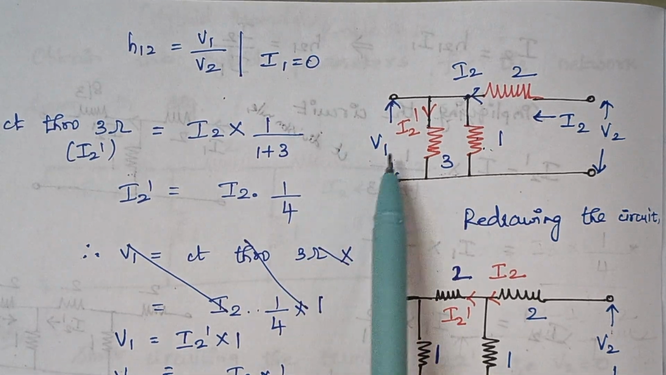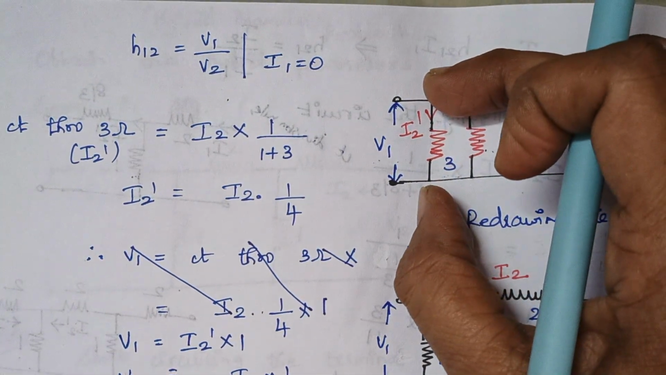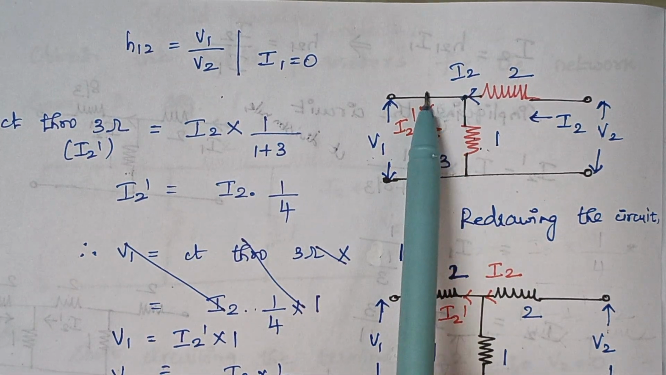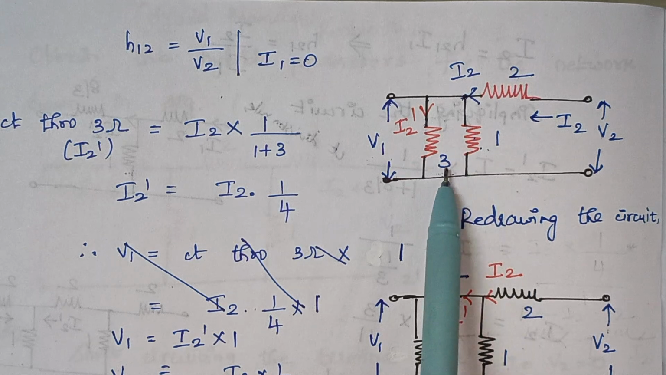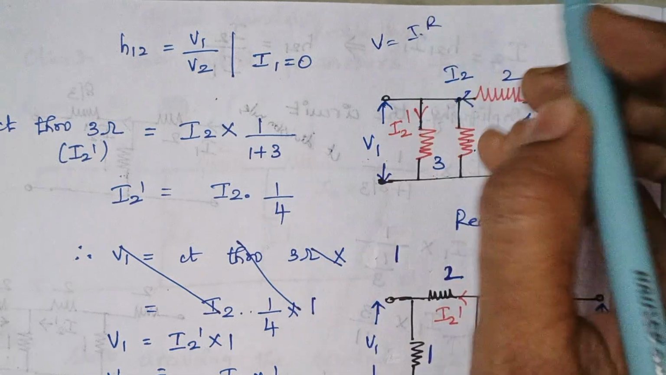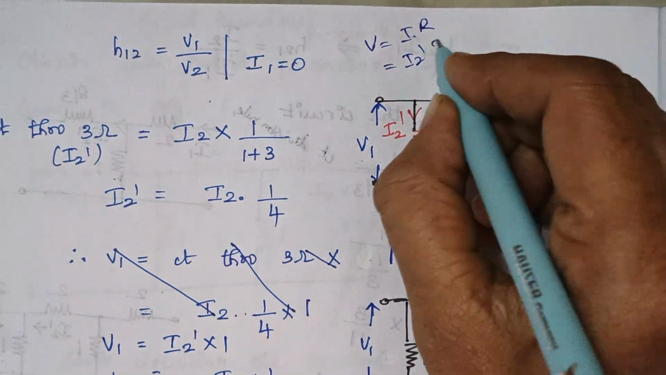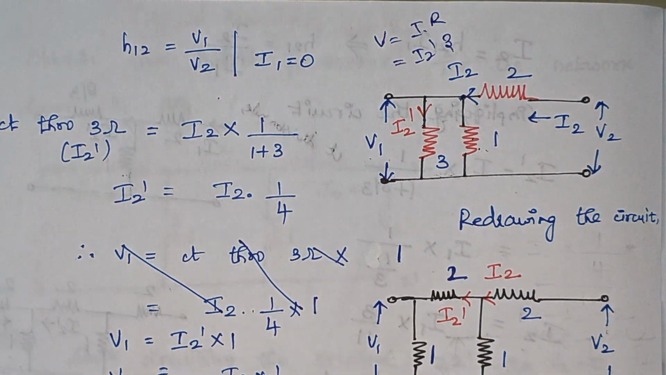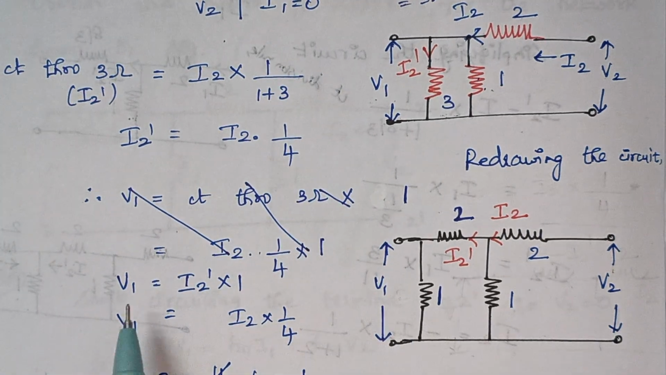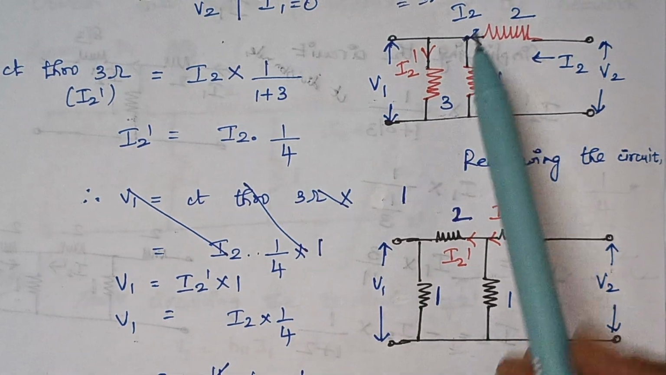Now what is V1? V1 is nothing but the voltage drop across this 3 ohm resistance. So voltage drop across this 3 ohm resistance is nothing but current flowing through this 3 ohm resistance multiplied by 3. Can you understand? Because V is equal to I into R. Here the value of current is I2 dash. What is the value of R? It is 3. Now we have calculated the value of I2 dash as I2 into 1 by 4.